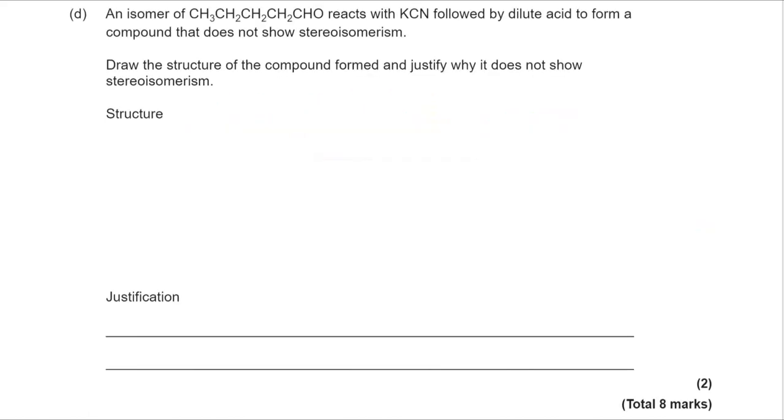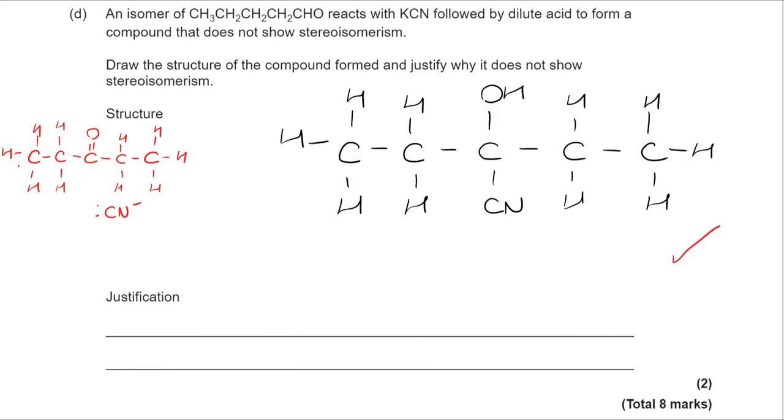Finally, moving on to part D, we're doing a reaction between KCN followed by dilute acid, but we're doing that with an isomer of the aldehyde that has been produced. Now, if it's an isomer of the aldehyde, we're immediately thinking it's going to be a ketone. I'm also thinking that if it's not going to show stereoisomerism, that's more likely if I can have a level of symmetry within the compound. So I'm going to go for pentan-3-one. The CN- is going to come in and attack. There's a whole mechanism that goes in place there, but that will take us to this compound.